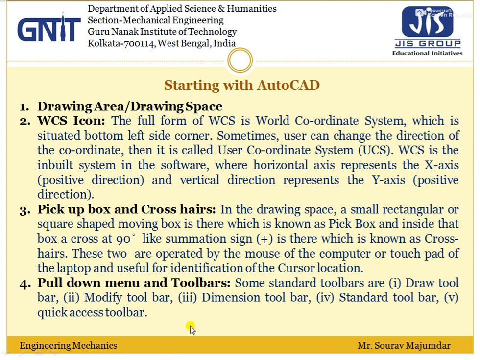Now there is the main menu, known as the pull down menu, which is situated at the top of this window. There are a lot of toolbars, but we are not going to discuss all of them, because of these, 4 to 5 toolbars are mostly used. These are the draw toolbar, which is a very useful tool, then the modify toolbar, then the dimension toolbar. These three toolbars are very useful. There are other toolbars like the standard toolbar and quick access toolbar. I will discuss all these toolbars one by one in our next slide. So come to our next slide.